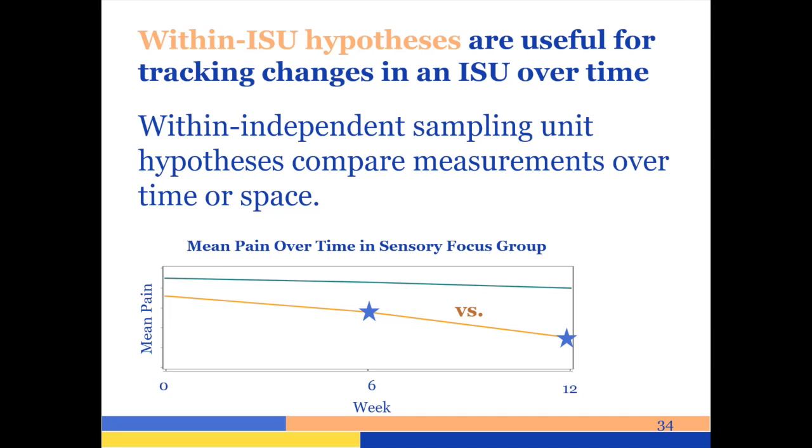Within independent sampling unit, hypotheses explore changes over time or space. The example here is measuring the pain level of every patient for 6 weeks following a procedure. We have a single group and we want to see how pain changes over time. You can see in the graph that the average pain level for the group appears to decrease over time.